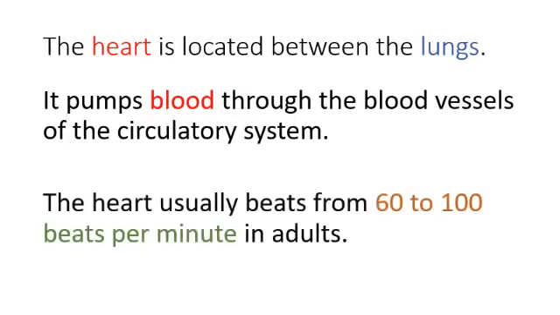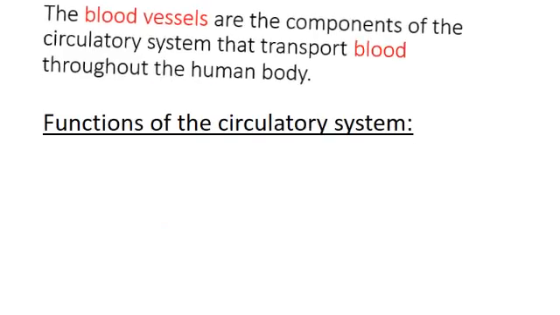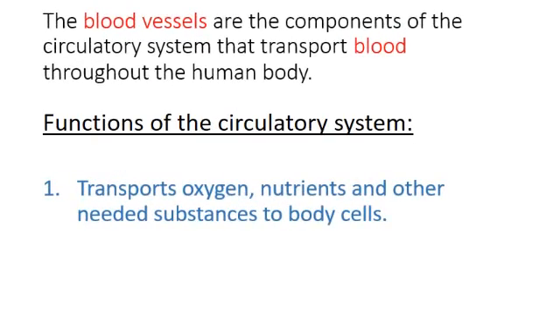The heart is located between the lungs. It pumps blood through the blood vessels of the circulatory system. The heart usually beats from 60 to 100 beats per minute in adults. What are blood vessels? The blood vessels are the components of the circulatory system that transport blood throughout the human body.